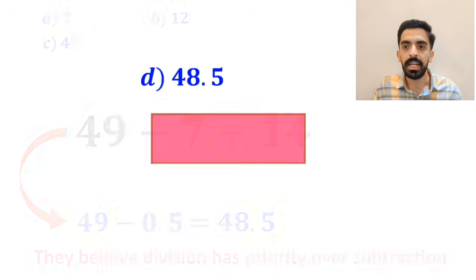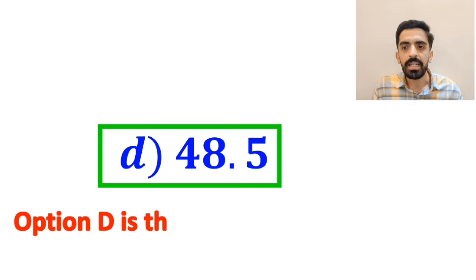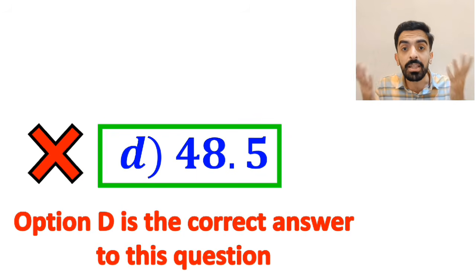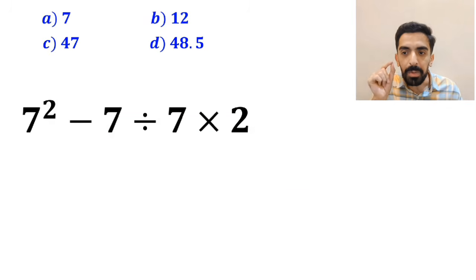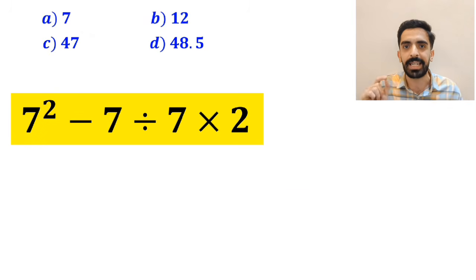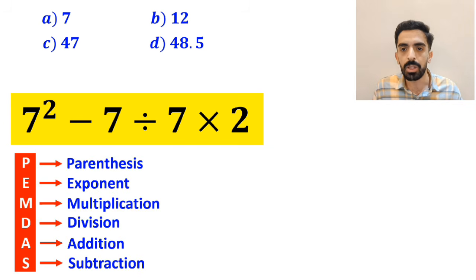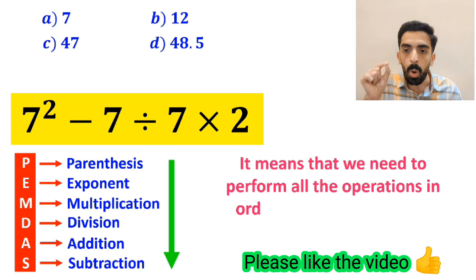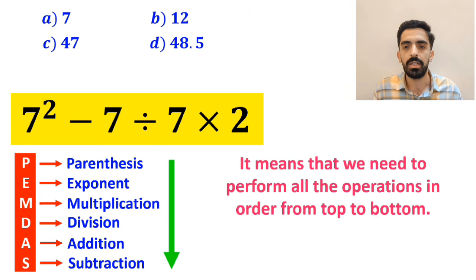And immediately, they conclude that option D is the correct answer to this question. But I have to say, we were tricked, and it's not the correct answer to this question. Now let me show you step by step how to solve this expression correctly. To solve this problem, we must follow the PEMDAS rule. It means that we need to perform all the operations in order from top to bottom.